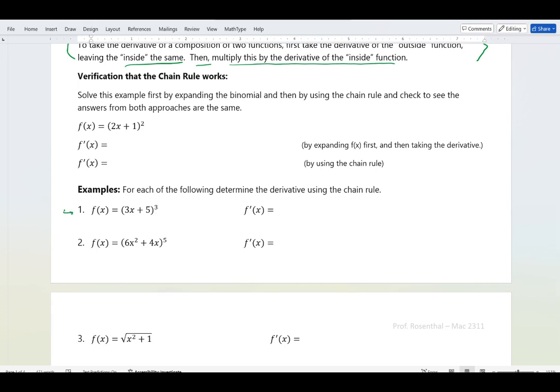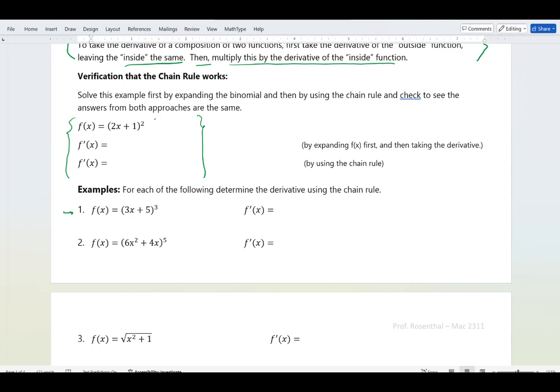I'm going to leave this as an exercise for you to do later, where you can expand 2x plus 1 squared, take the derivative, and use the chain rule to take the derivative and verify you're going to get the same answer. Because here the power is small, you can do it both ways.